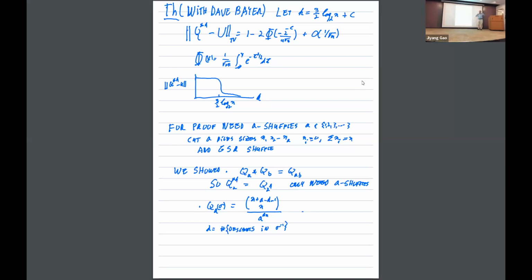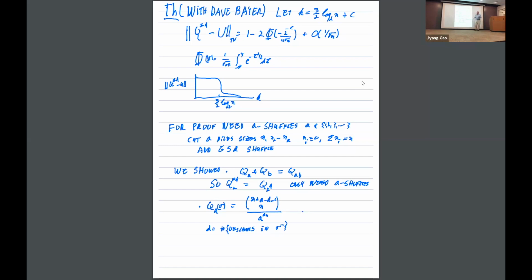And so K shuffling K times, Q star K, is the same as Q 2 to the K. So you only have to know about A shuffles. I don't have to know about convolutions. I only have to understand A shuffles. That's good too. And then a miracle occurred.